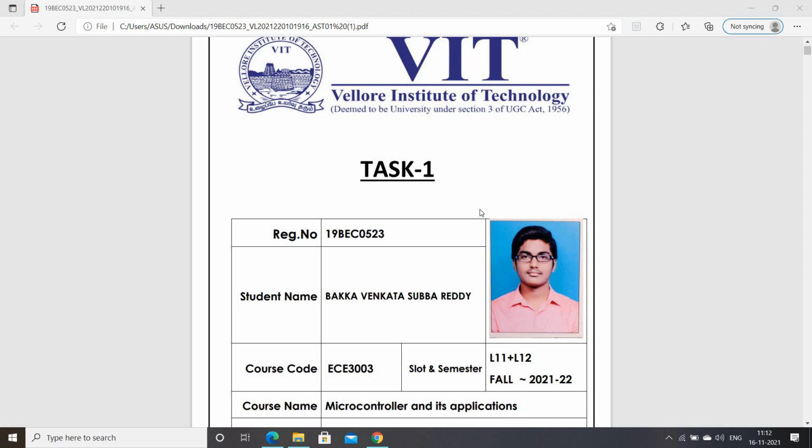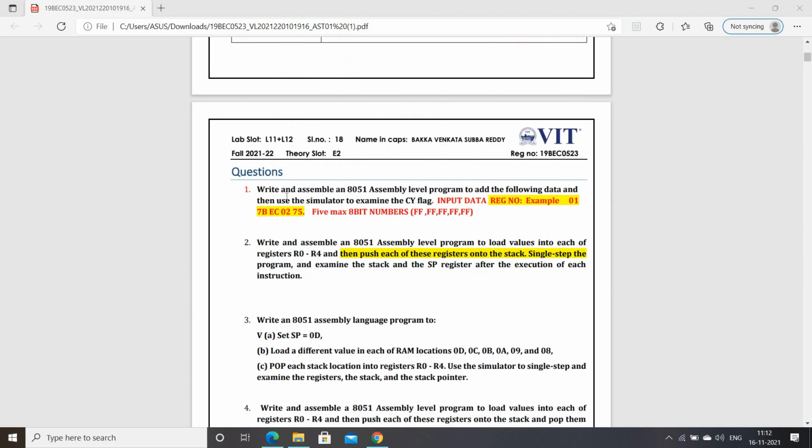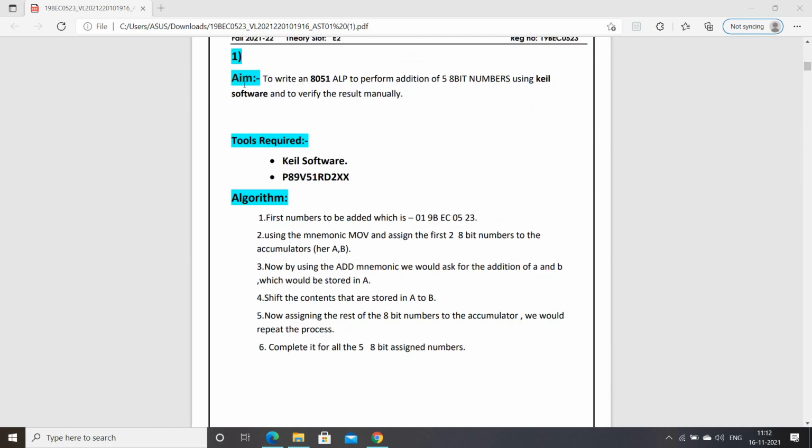My registration number is 19BEC0523. Our first question is to write and assemble an 8051 assembly level program to add the following data and then use the simulator to examine the CY flag. So let's go and see the aim.